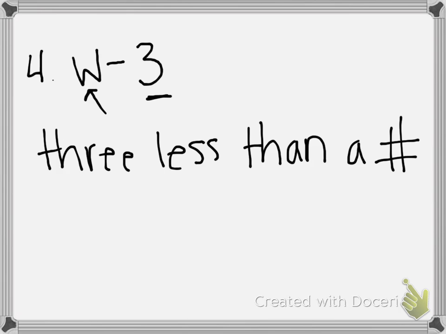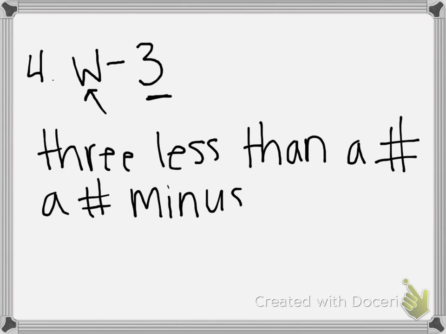I also could write a number minus 3. So a number minus 3. There's a few different ways you could write that, so you just choose whichever. You'll do the same things for number 5, number 6, and number 7. Now remember, anytime you have a dot, you're using multiplication. So keep that in mind for number 5.